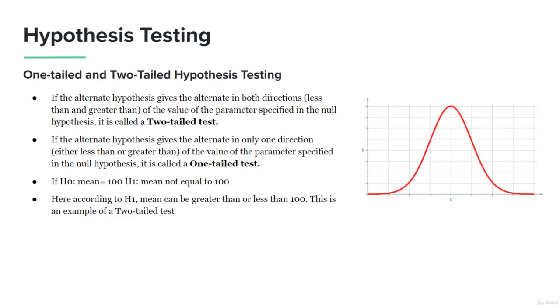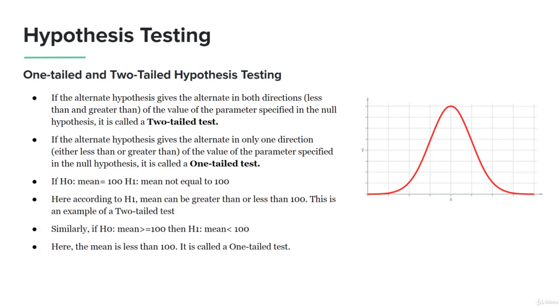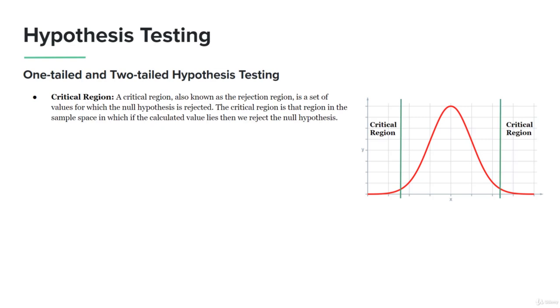And so here we can see that according to H1, the mean can be greater or less than 100, right? This is an example of a two-tailed test. Similarly, if the mean is less than 100, it is called a one-tailed test, right? Okay, so let's take a look at the critical region here.